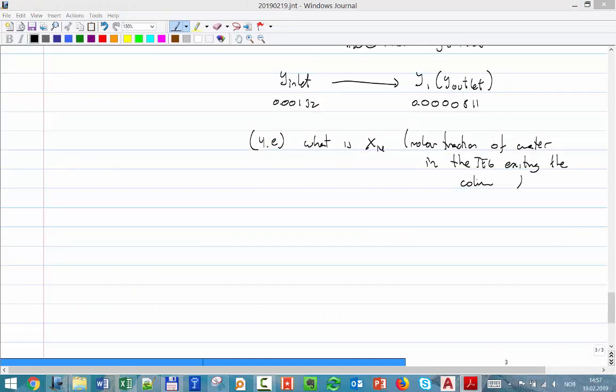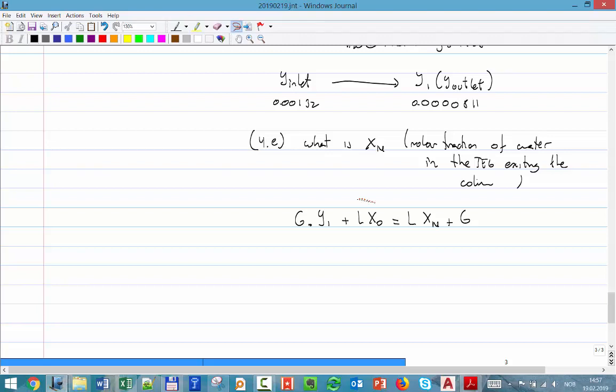So we said G times what is coming in, what is coming out, y1, plus L times x0 will be equal to what is coming out, xn, plus g times, no, sorry, it's the opposite. This is what is leaving the column, and this is what is entering the column, g times yn plus 1.